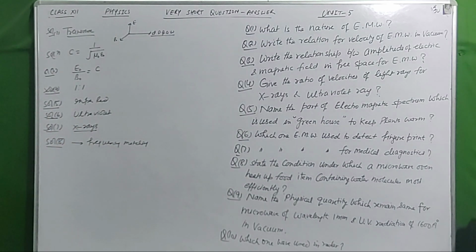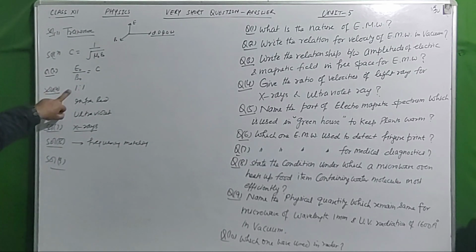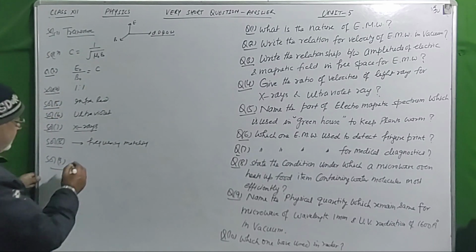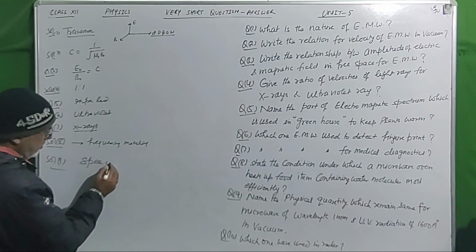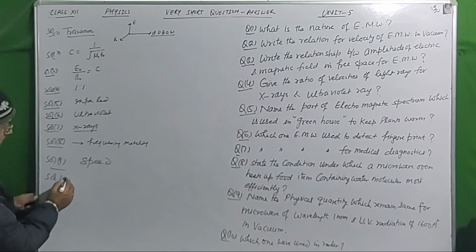Question number 9. Name the physical quantity which remains the same for microwave of wavelength 1 millimeter and ultraviolet radiation of 1600 angstrom in vacuum. I have already given an answer, sir. The ratio is 1:1. The speed is the physical quantity which remains the same in vacuum for all kinds of electromagnetic waves. It doesn't change. So what is the answer? Speed. Next, which wave is used in radar? Simply, in radar we are using microwave.